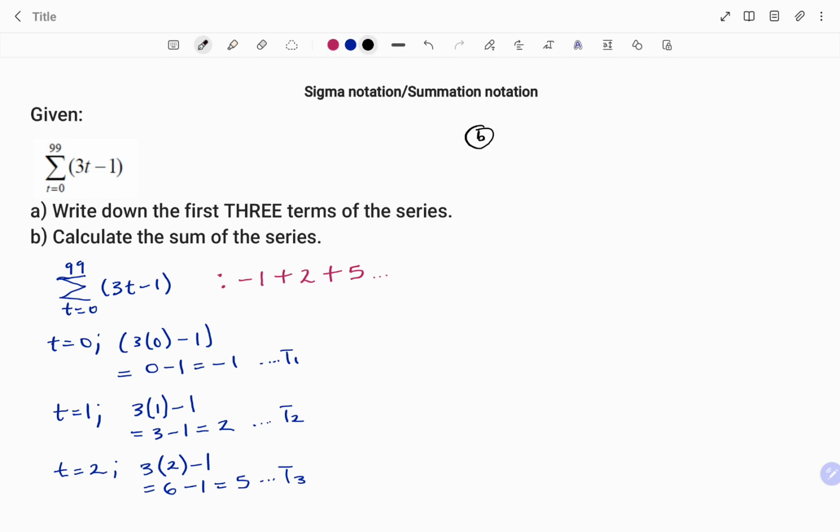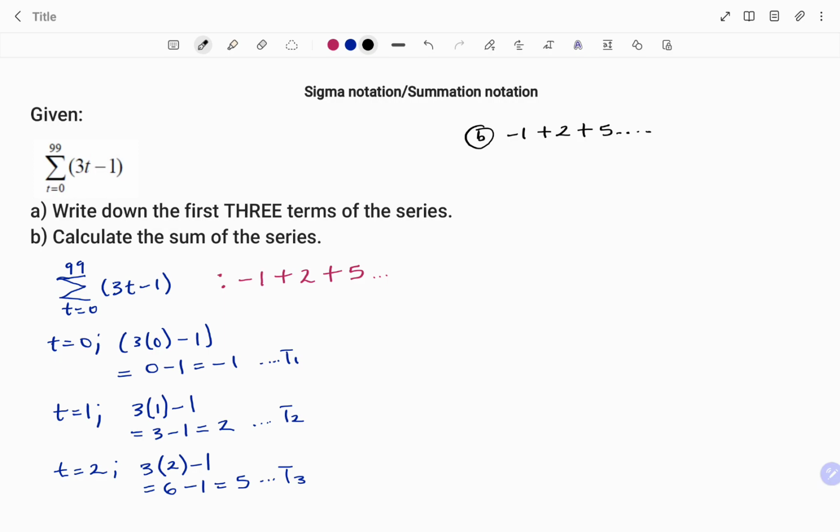For the second part of the question, it says calculate the sum of the series. We first of all need to determine if it's an arithmetic series or a geometric series or a quadratic series. We have the first three terms from our first part of the question as minus 1, the second term 2, and the third term 5, and so on.